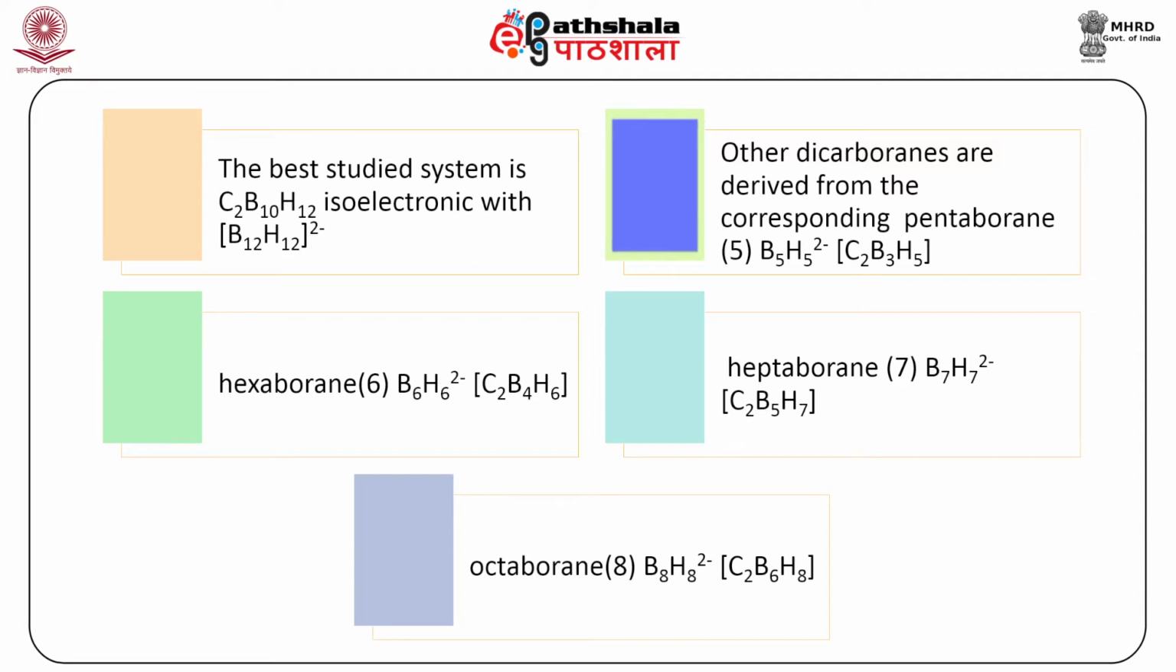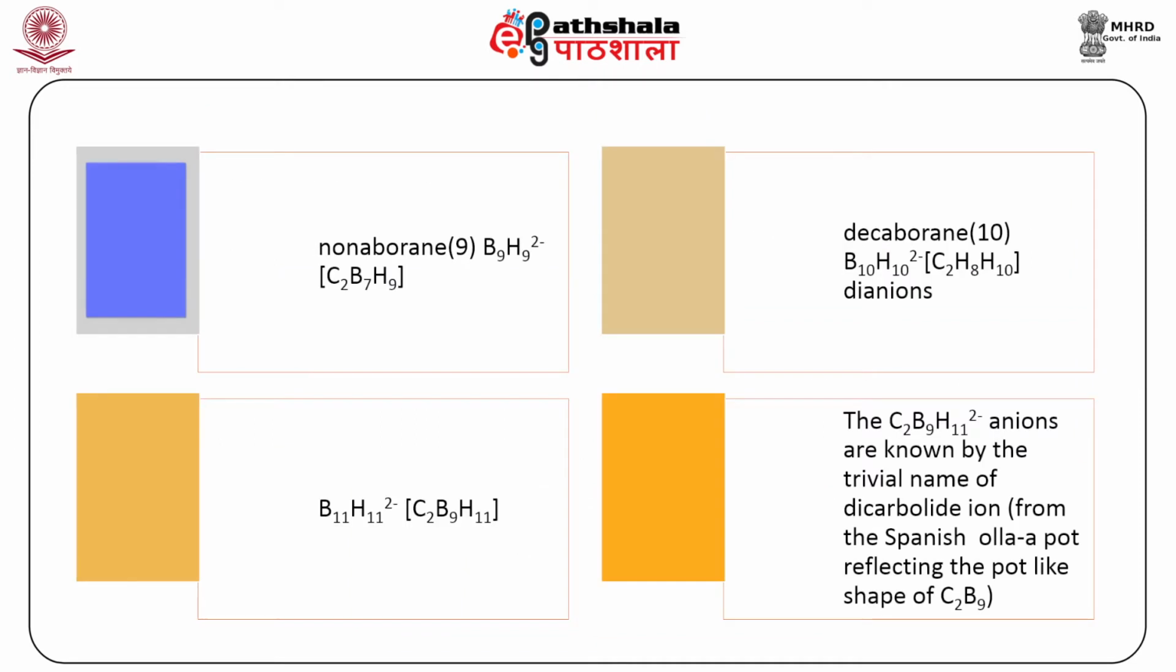B12H12 2-. Other dicarboranes are derived from the corresponding pentaborane(5) B5H5 2-, C2B3H5; hexaborane(6) B6H6 2-, C2B4H6; heptaborane(7) B7H7 2-, C2B5H7; octaborane(8) B8H8 2-, C2B6H8; nonaborane(9) B9H9 2-, C2B7H9; and decaborane(10) B10H10 2-, C2B8H10. Dianions B11H11 2-, C2B9H11.